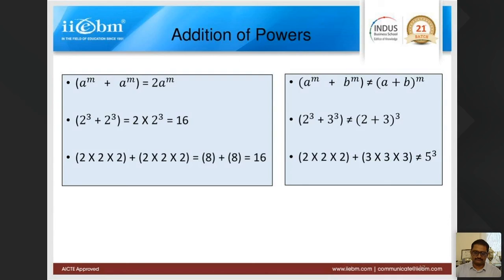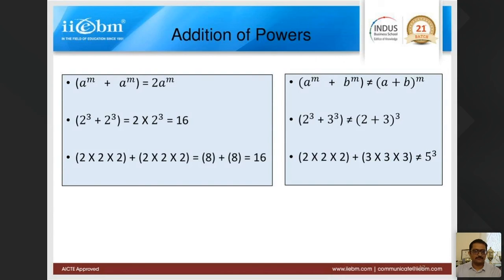What we are doing is, because the base is the same and the power is also the same, we are multiplying 2 times a raised to m. Let's understand with an example so that you can understand with more clarity. So 2 raised to 3 plus 2 raised to 3 gives me 2 times 2 raised to 3. How is that possible? Let us see the next step.